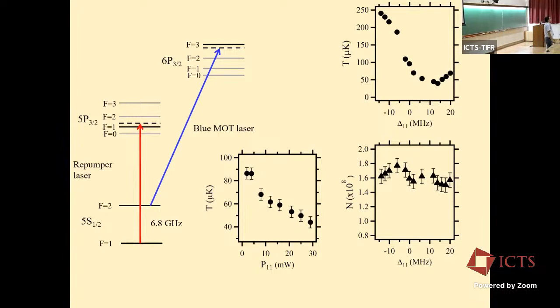Very nice, Kanhaiya. I just have one question. Do you see in the time of flight images that you use for temperature measurement a bimodal kind of profile or one single profile? Single. So you are claiming that this cooling is going on in the entire cloud? Yes. Because usually when you have blue MOT and red MOT and you take the time of flight, you see some wing atoms, and that is not there.